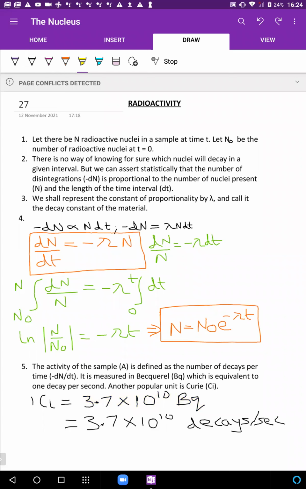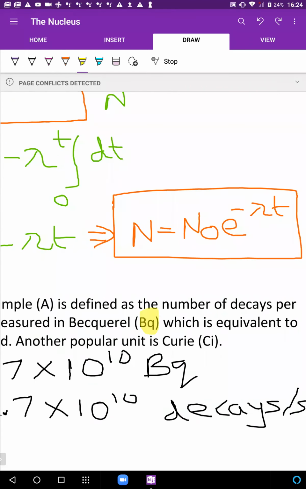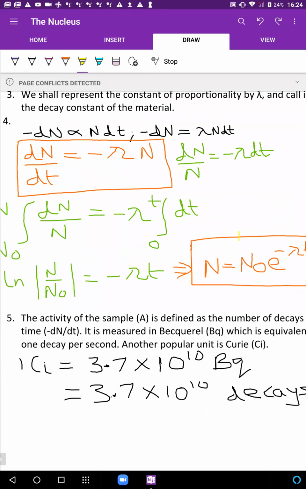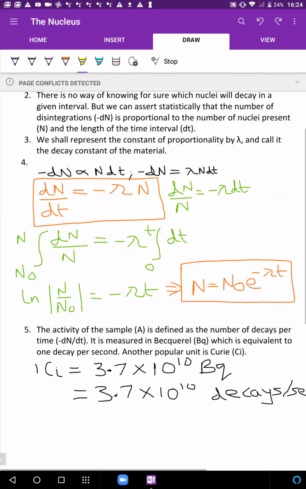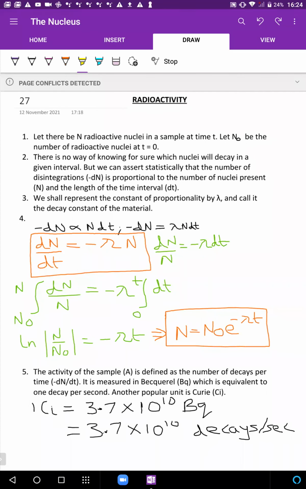Ci has a subscript i? No, it is not a subscript. Becquerel is Bq, and Curie is C and i. It's not a subscript, it's just a small i. Capital C followed by small i. Okay. Cool. No doubts here so far.